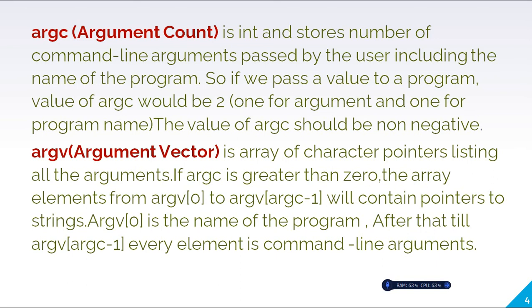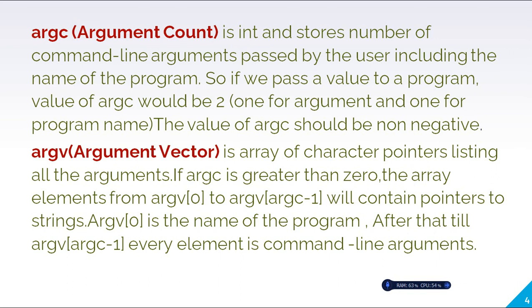Whereas argv is a vector, simply an array of type character, which is an array of pointers, listing all your arguments. Whatever you pass through your command line, it takes as an argument. If argc is greater than 0, the array elements are from argv[0] to argv[argc minus 1]. Suppose I give my argc value as 5. We all know array index always starts from 0 and ends with n minus 1.